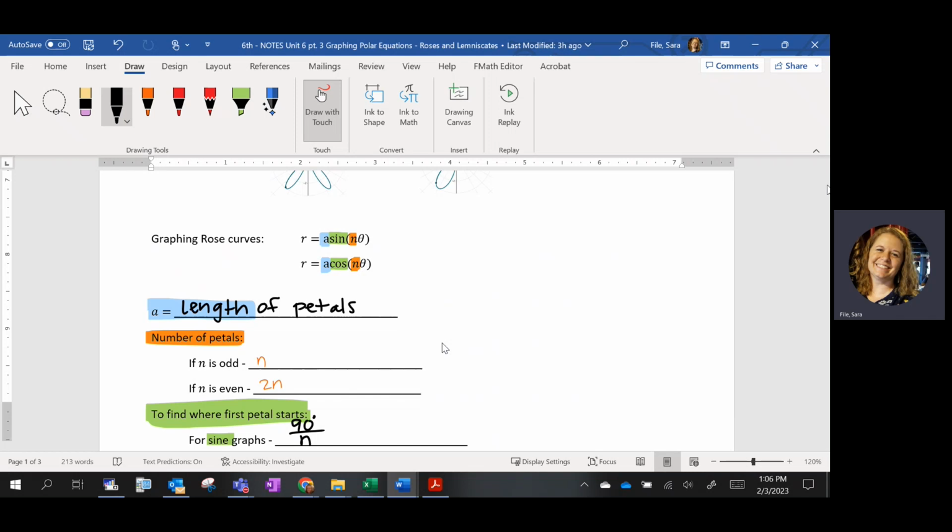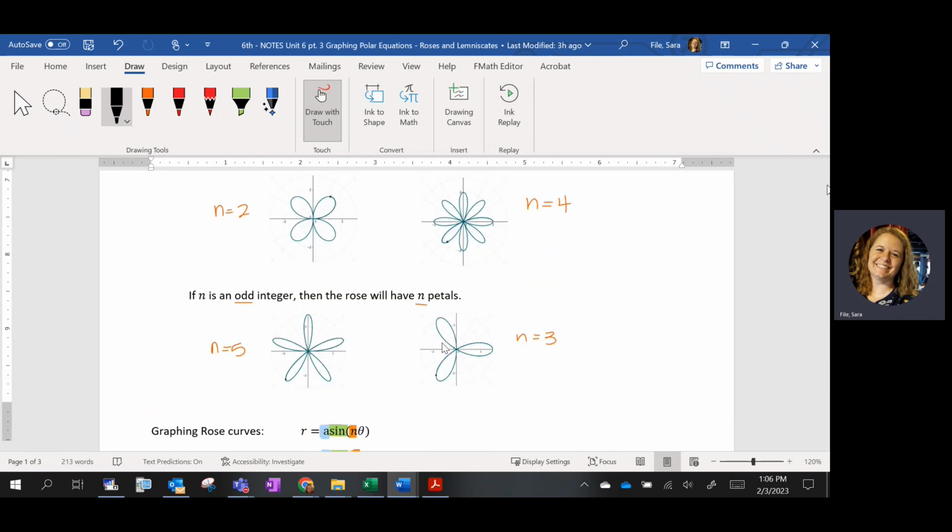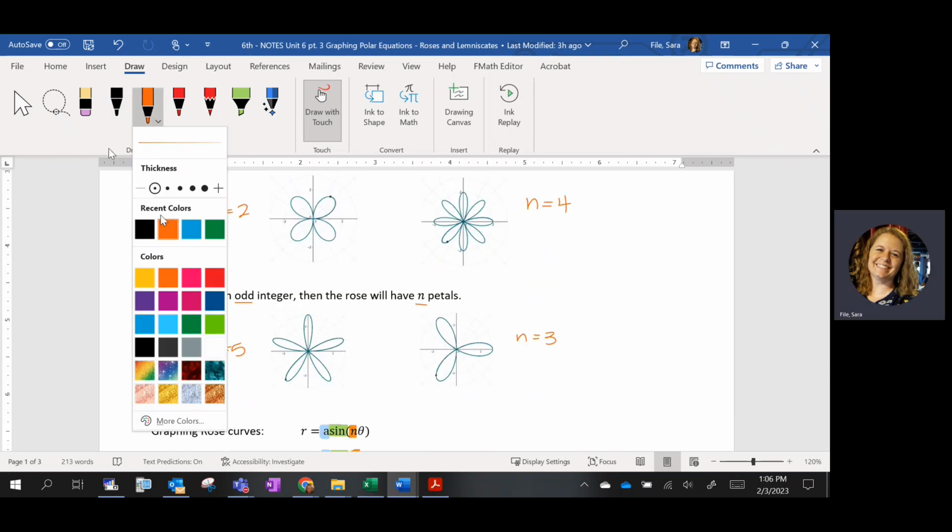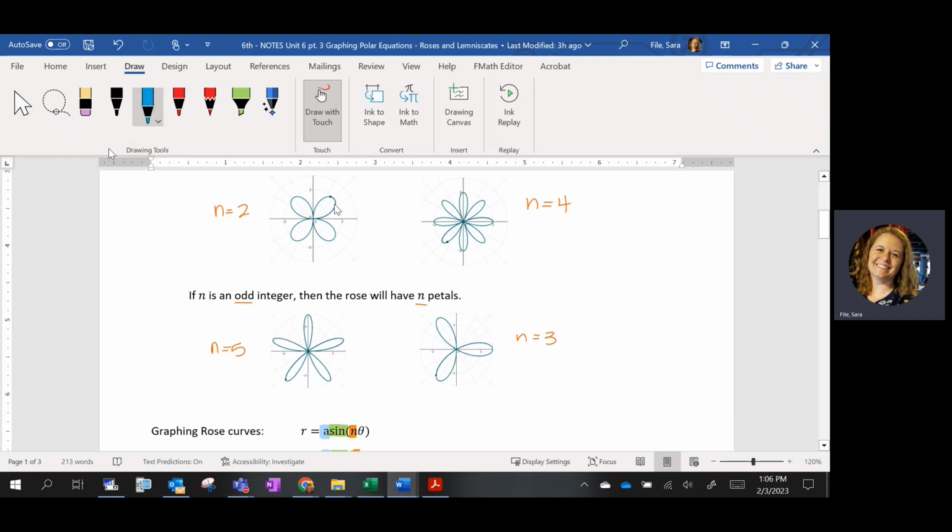So in these 4 images up here, what would be the a value for this first one that had 4 petals? 2. The length of the petal from the pole to the tip of the petal is 2. What about this one, where n was 4? It has 8 petals. Also 2. Okay, what about this 5 petal one?